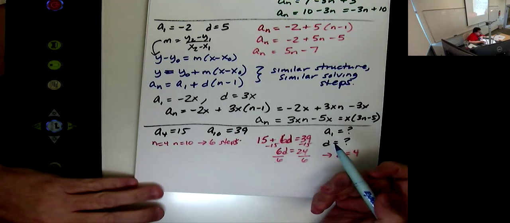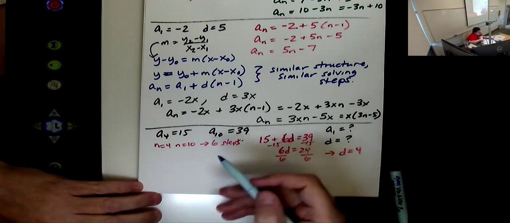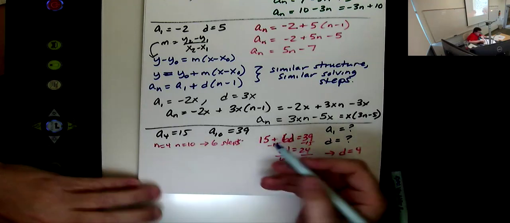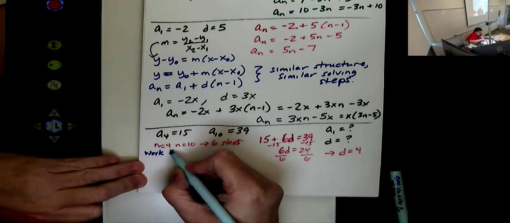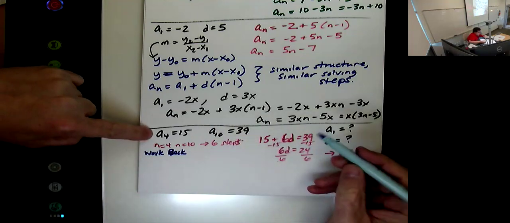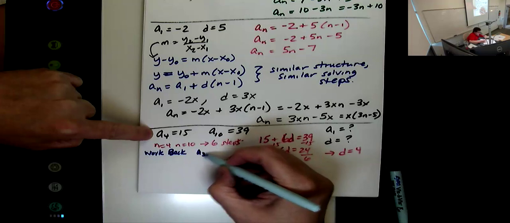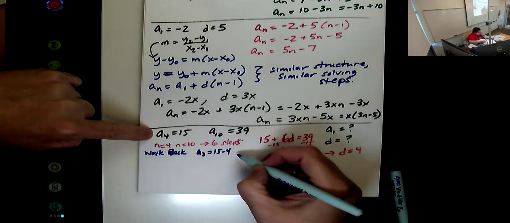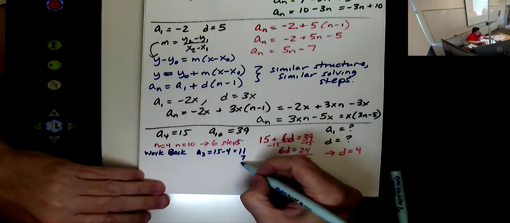There's a couple ways to find a sub 1 here. One of them is just work backwards. Then we have just the d value. We don't necessarily have the whole equation. Well, I could go a sub 3 is 15 minus 4. And we could keep doing that and get 11 and then 7 and then 3.